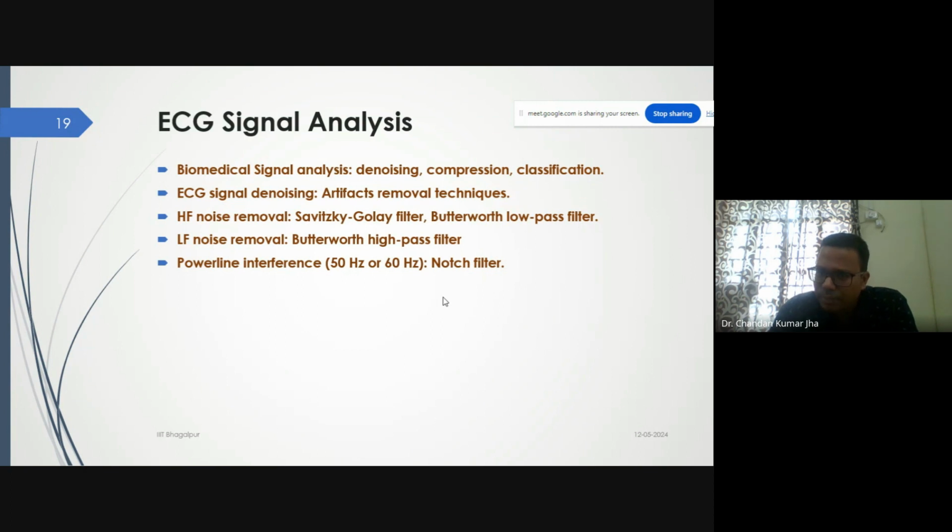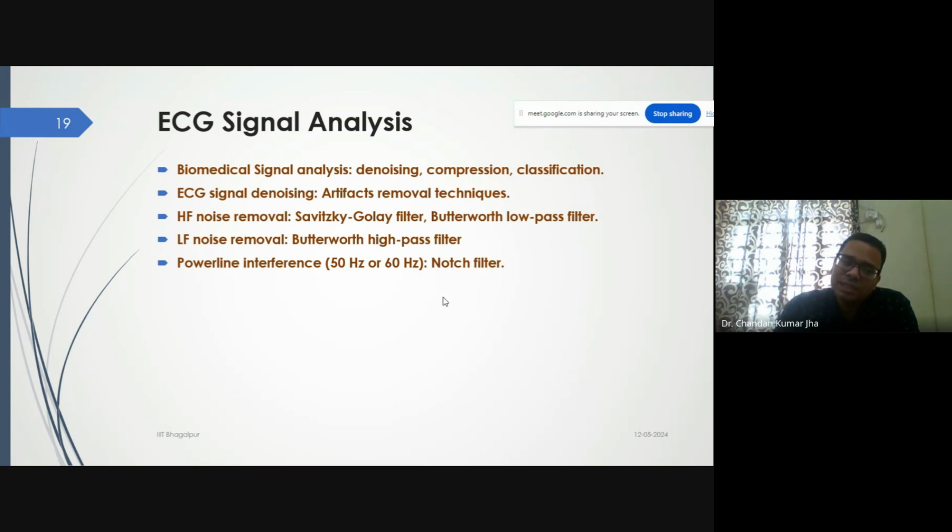And in the case of compression, compression is related to acquisition. Suppose that you acquire an ECG signal for a long duration. Suppose a patient is admitted, or in the case of Holter monitoring, the ECG is recorded for 2 to 3 days.